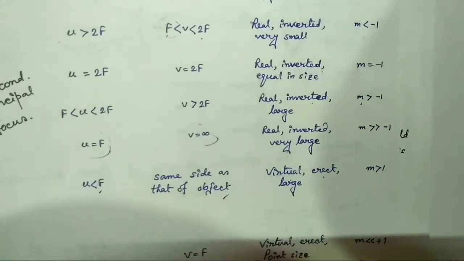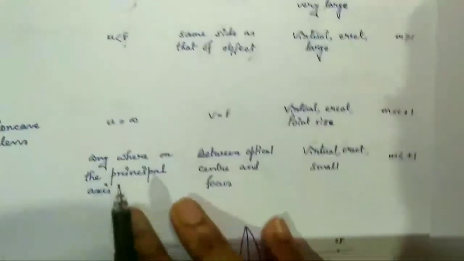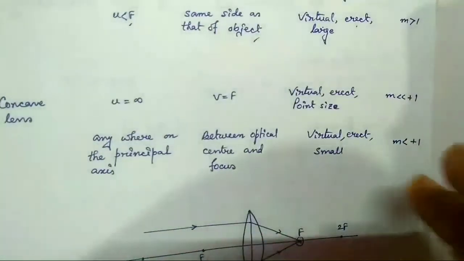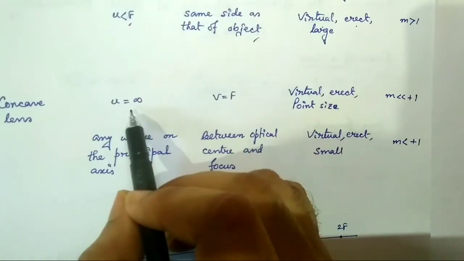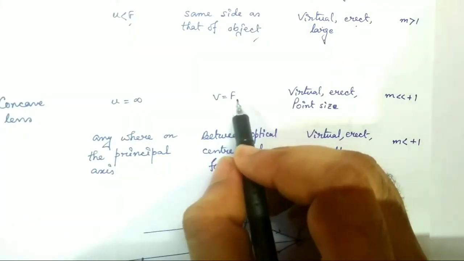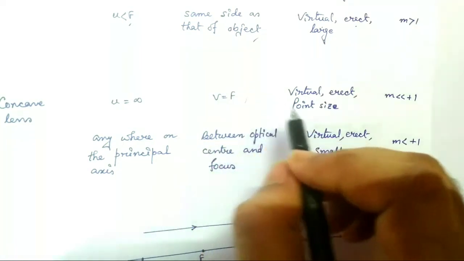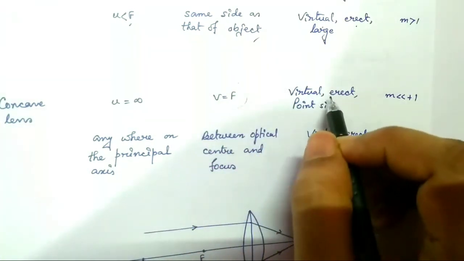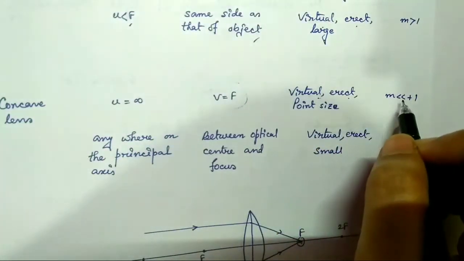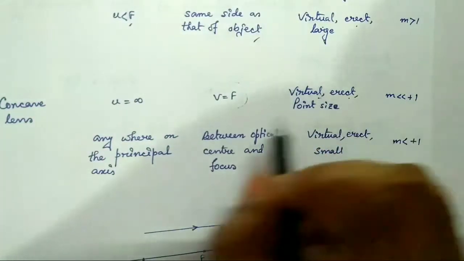Okay, now consider the second lens, that is the concave lens. When the object is placed at infinity, the image will be formed at f, that is the second principal focus, and the nature of the image will be virtual, erect and point size. M will be very less than +1.